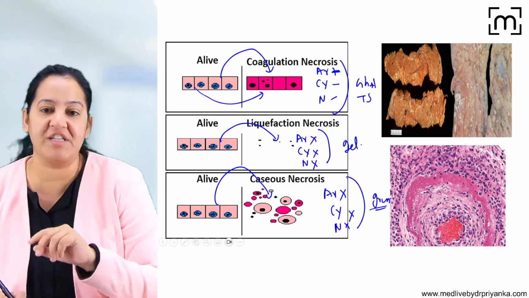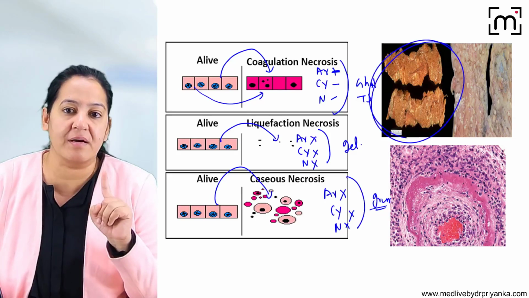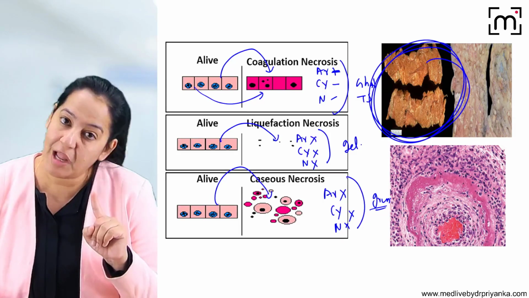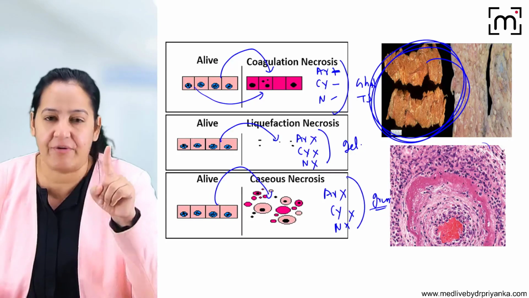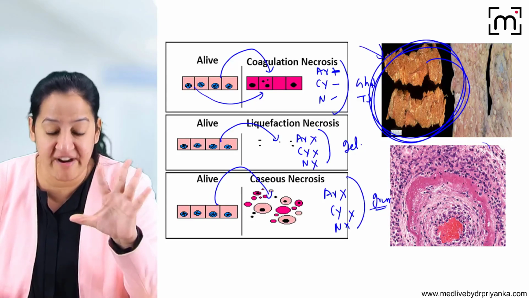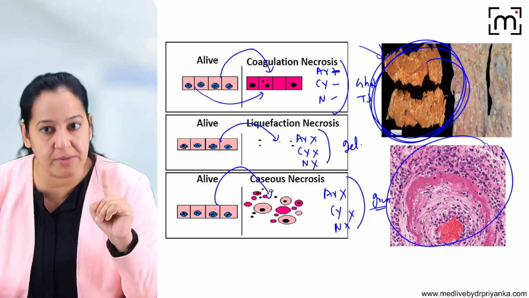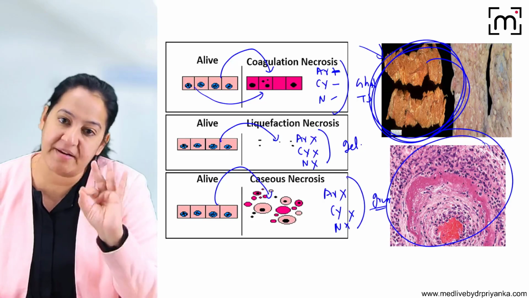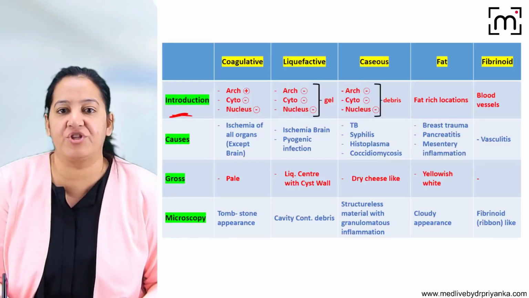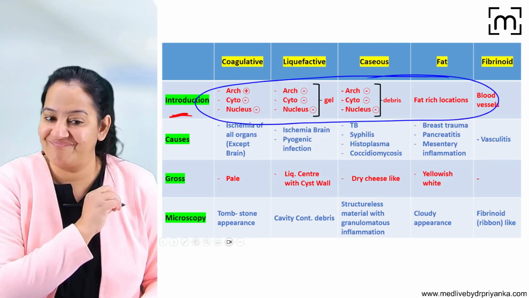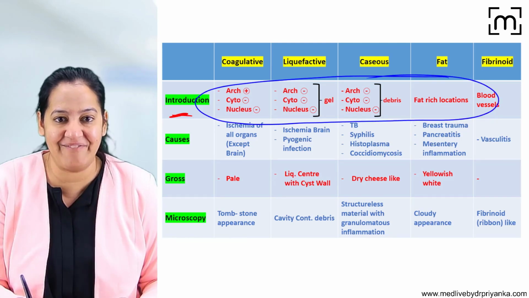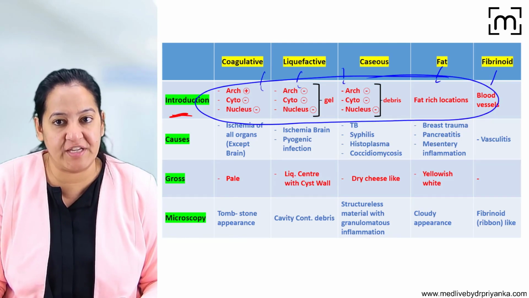Now coming to the two special types of necrosis. Fat necrosis occurs in fat-rich tissue, the death of the adipose tissue. And fibrinoid necrosis is fibrin-like material in the wall of the blood vessel. So this is the definition of all five. Please read the definitions of all five together and understand. These three are very important and these two are special types of necrosis.